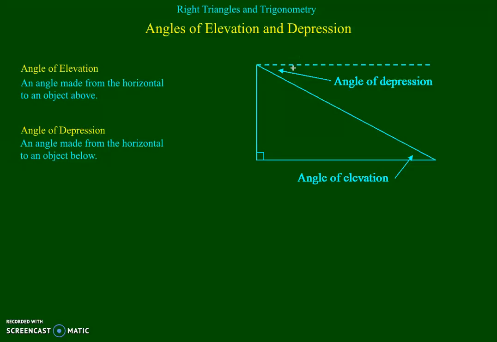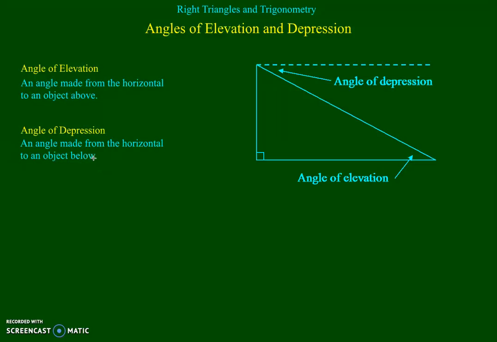Now, if you remember from our discussions on parallel lines and transversals, this line and this line would be parallel because they're both horizontal. This would be a transversal, and these two angles would be alternate interior angles, which would make them congruent angles. So that's a concept that we're going to be able to use when we deal with angles of depression and angles of elevation. So again, an angle of elevation is an angle made from the horizontal to an object above. An angle of depression is an angle made from the horizontal to an object below.